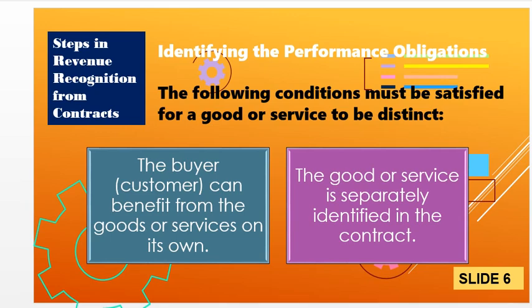Performance obligations must be distinct from each other. The following conditions must be satisfied for a good or service to be distinct. 1. The buyer can benefit from the goods or services on its own. And 2. The good or service is separately identified within a contract.